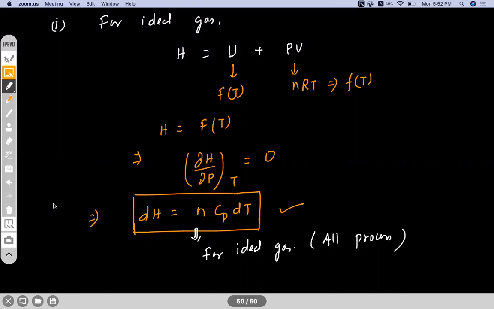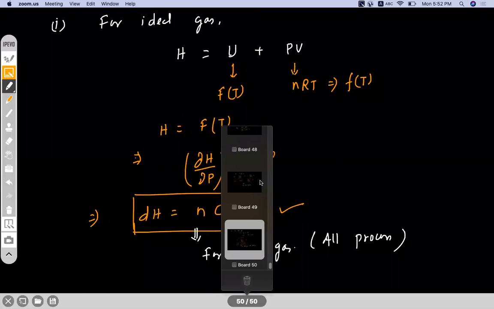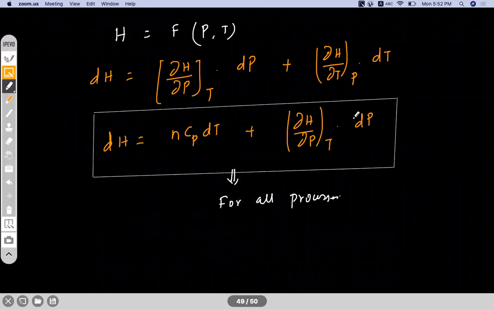If the pressure is constant, suppose it is given in the question, then obviously this dP would be zero. And when this dP is zero, the entire expression is zero, and again dH is equals to nCp dT. So it is applicable for constant pressure as well, but dH is equals to nCp dT is applicable for all processes. Okay, so this is one thing.